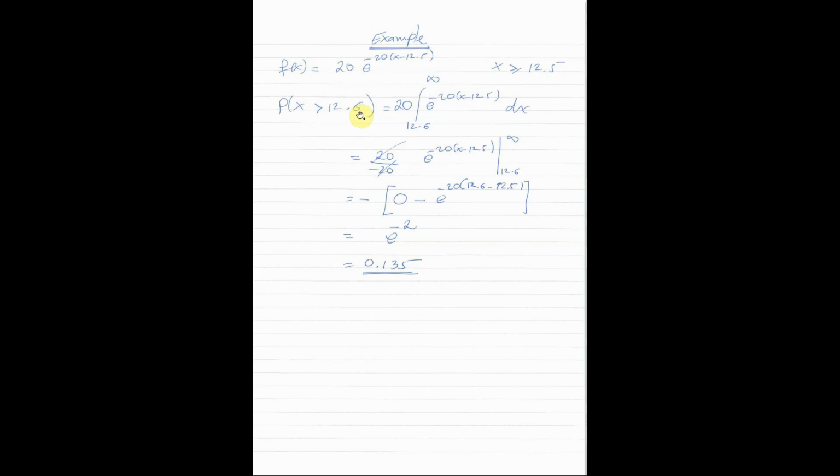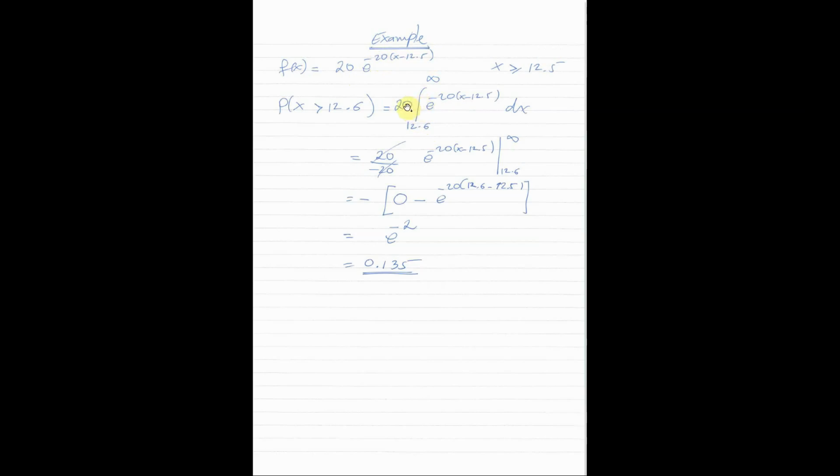So how do we solve this? We have to add all probabilities from 12.6 onwards. Again, in the continuous case, we have to do an integration from 12.6 until the end, since this goes to infinity. So it would be an integral from 12.6 until infinity, and we need to integrate the probability density function. So we need to integrate this function, 20 e to the power of minus 20 and so on. So that 20 is a constant.